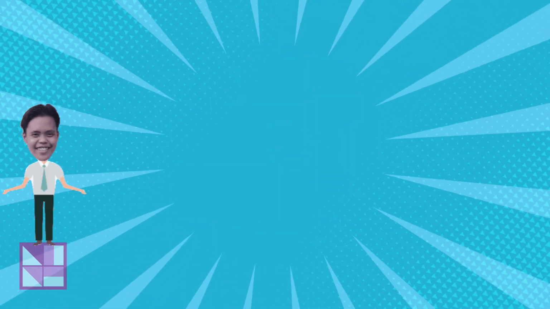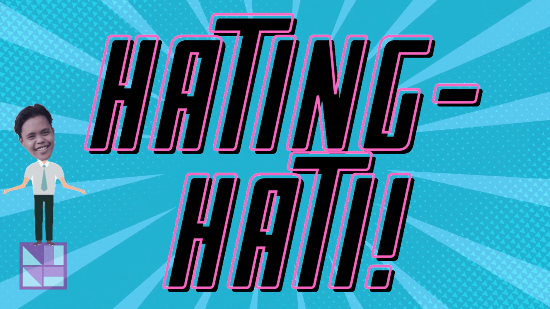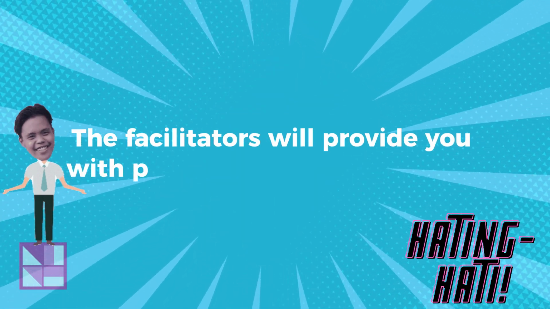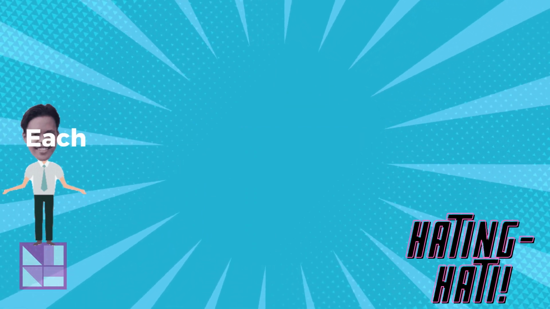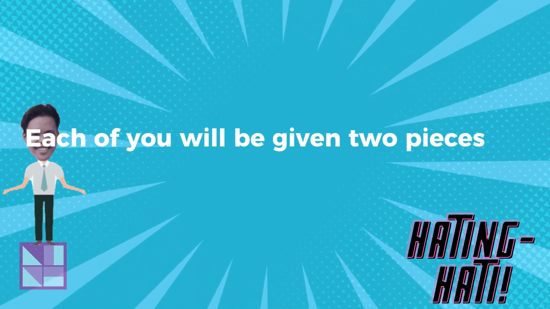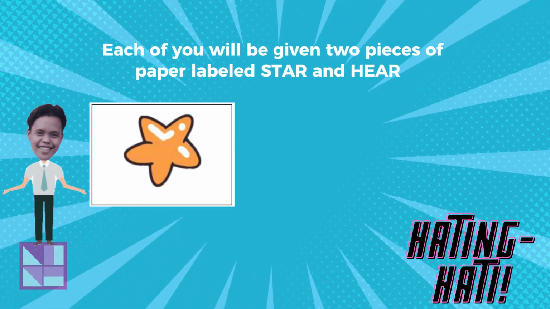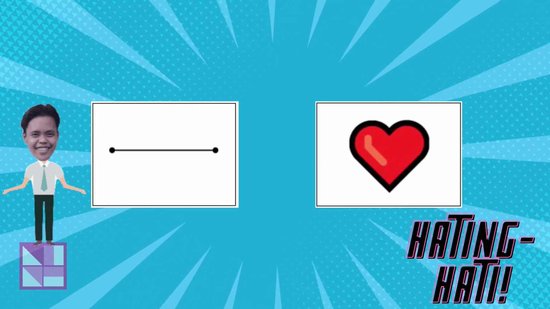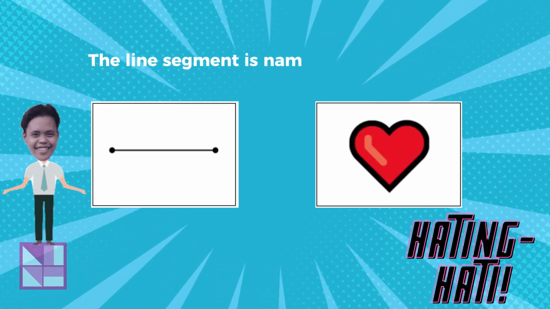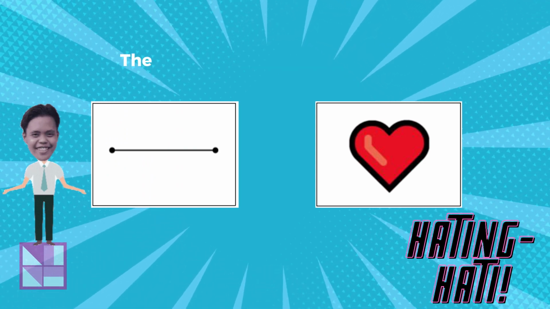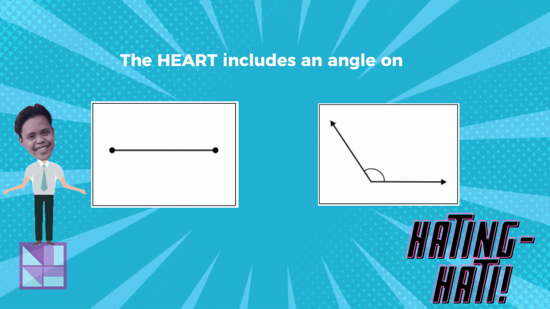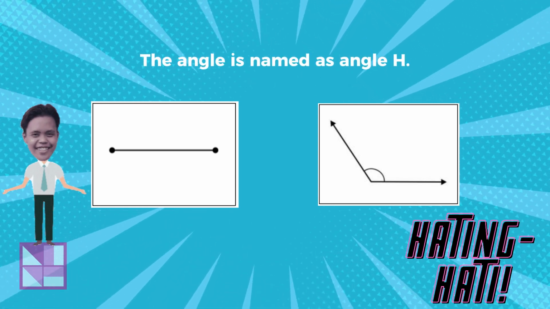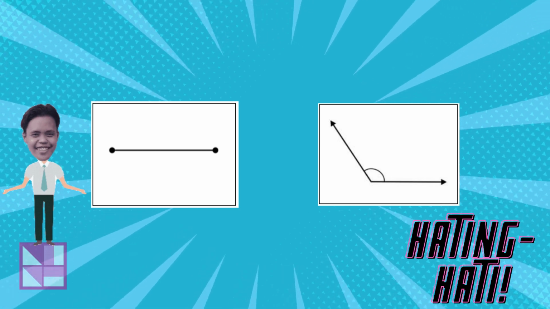Our activity is entitled Kating Hati. The facilitators will provide you with pieces of papers and a pen. Each of you will be given 2 pieces of paper labeled star and heart. The star includes a segment on it. The line segment is named as segment SR. The heart includes an angle on it. The angle is named as angle H. What you need to do is listen to my instructions.